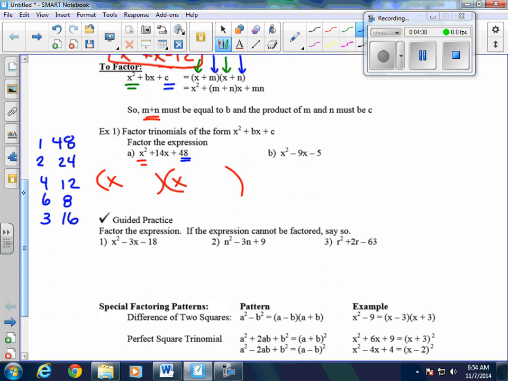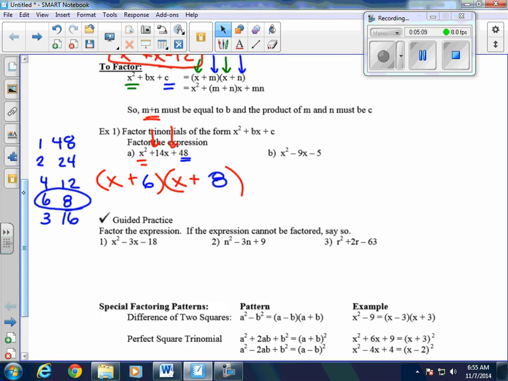So we have to figure out which ones are going to get us to the middle of 14. So the numbers that we wrote down here are the ones that we're going to put in. So we need to get them to add up to 14. And obviously these are the ones that are going to work. So we're going to have 6 and 8. And in this case, if this is a plus sign, that means both these signs are going to be the same. And in this case, since the first one is positive, then they're both going to be positive.